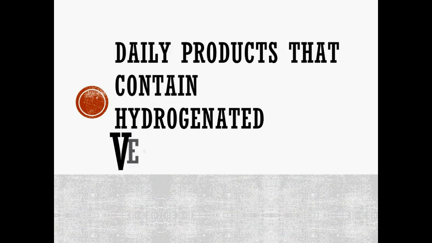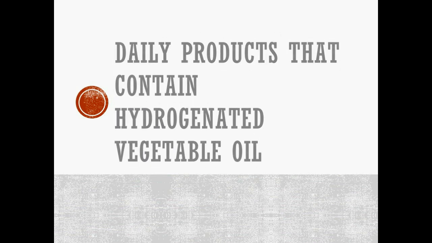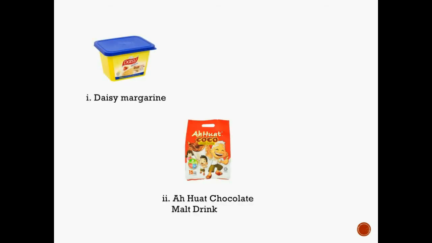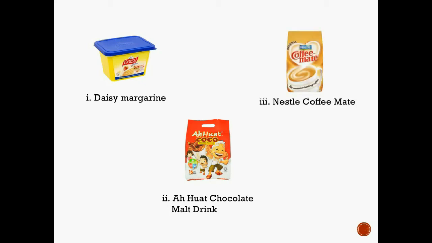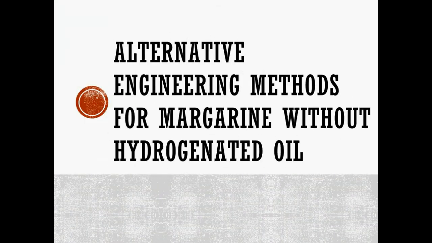Move on to the next topic, which is daily products that contain hydrogenated oil. Examples of our daily products that contain hydrogenated vegetable oil are Daisy margarine, hot chocolate malt drinks, and also coffee made from Nestle. Our last topic for this presentation is the alternative engineering methods for margarine without hydrogenated oil.